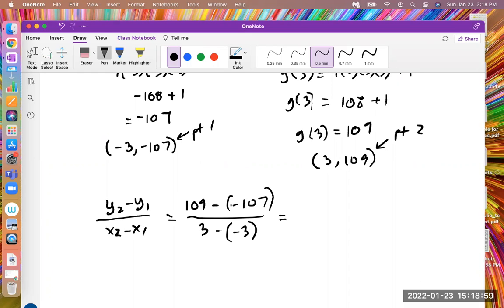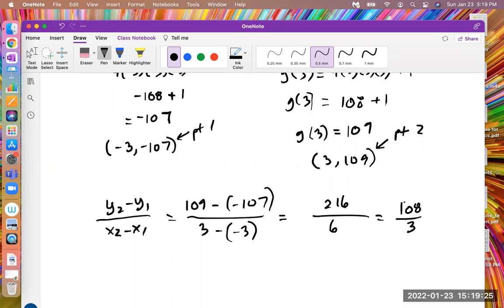So this is going to end up being positive. I'm going to get 216 over 6. Then we are going to be able to reduce that because we can see that they're both divisible by 2 at a minimum. So that's going to be 108 over 3.